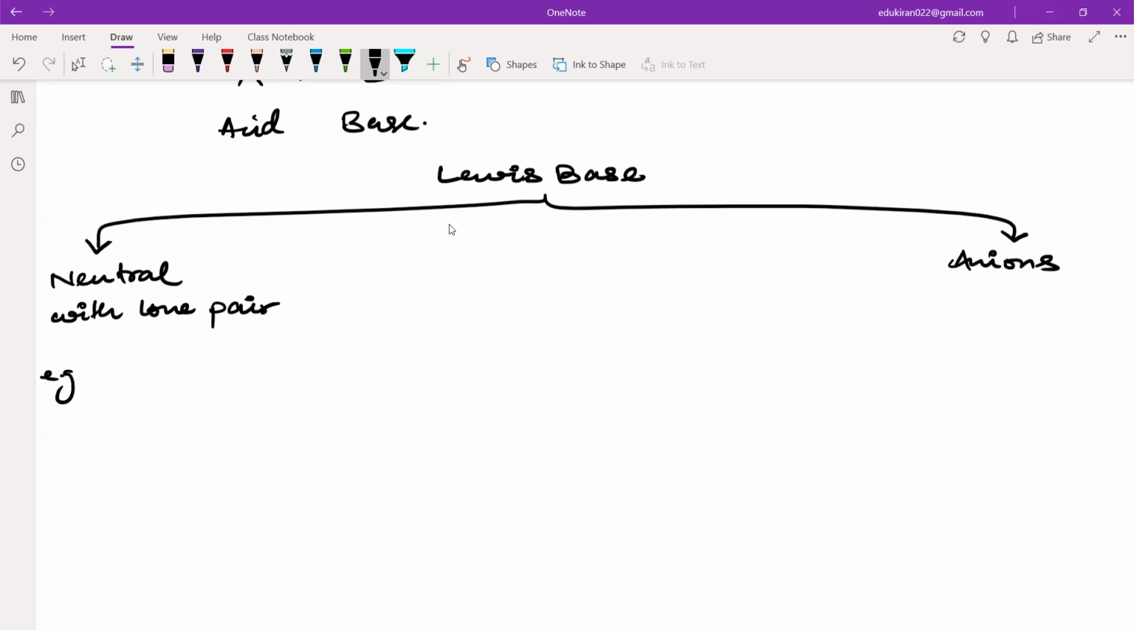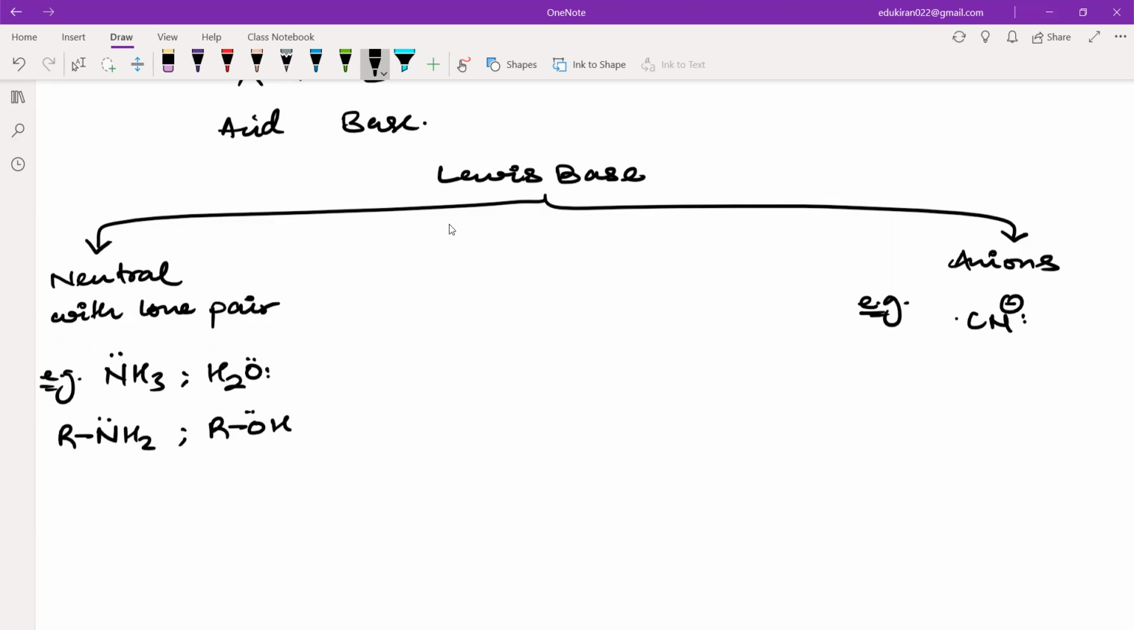So examples would be NH3, which has one lone pair. H2O has two lone pairs. Similarly, you will have RNH2, amines, which has a lone pair. You have alcohols, ROH. This also has lone pairs. Now in anions, there will be various anions, because all of them will have some lone pairs. CN negative, where nitrogen and carbon both have lone pairs. Cl negative with 4 lone pairs. OH negative can act as a Lewis base with 3 lone pairs, right? So lone pair is the necessary condition for a species to be a Lewis base.